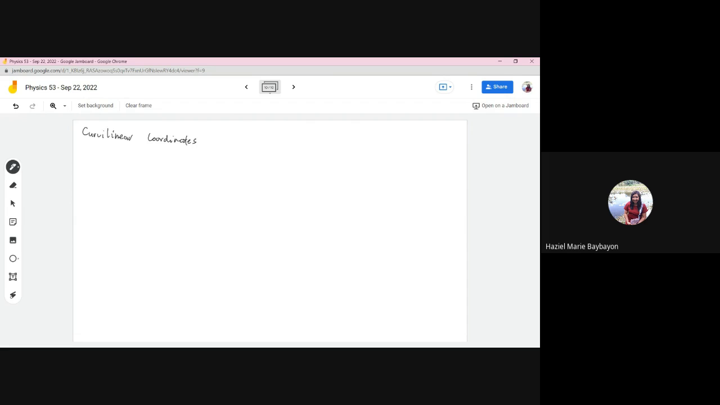Okay, so the first coordinates that we will be encountering is the spherical polar coordinates. All right. So instead of XYZ, we will now have R, theta, and phi. Okay. So this is the spherical polar coordinates. Let us define each of this. So R is the distance from the origin towards the point P.